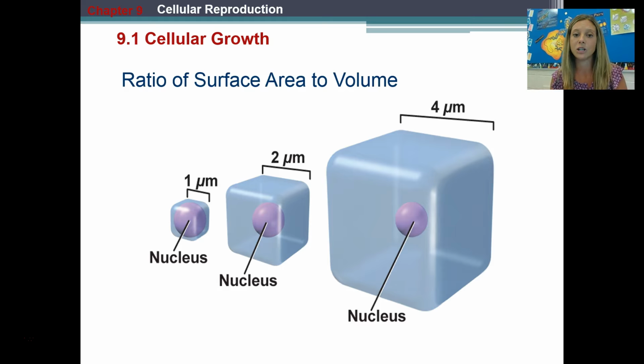And you can see that ratio of surface area to volume here. While the inside of the cell, the volume, is getting really big, the actual surface area hasn't really changed all that much. It's gone from 1 to 2 to 4 micrometers. So we have to have this process of making more cells.